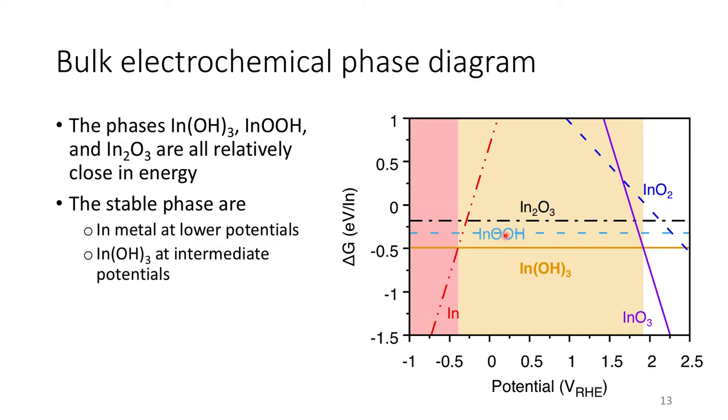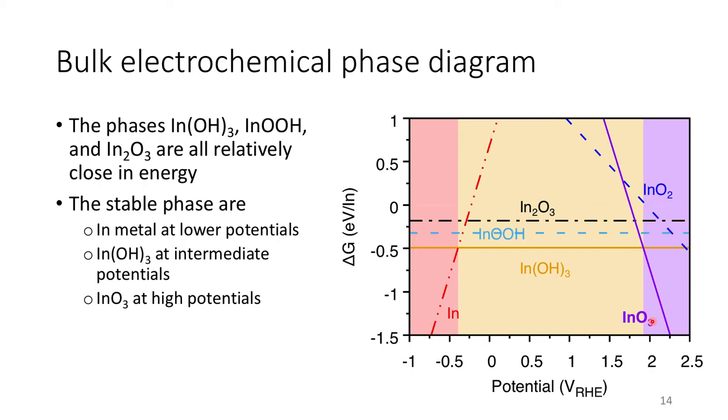And as a reminder, the potential range most relevant for CO oxidation is roughly the 0.3 to 0.7 volt region, which falls in the middle of this intermediate region. And finally, at high potentials, InO3 becomes the stable phase.